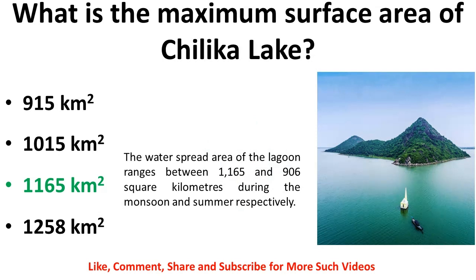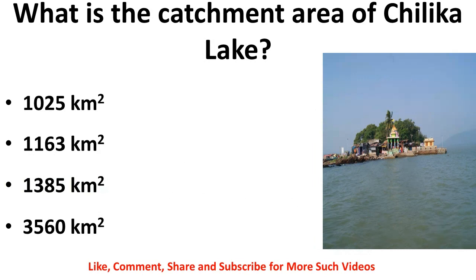Now please note the question. I asked what is the maximum surface area of Chilika Lake. Now this surface area varies during the seasons. Okay, so the water spread area of the lagoon ranges from 1165 km square during monsoons to 906 square kilometers during summers. What is the catchment area of Chilka Lake?